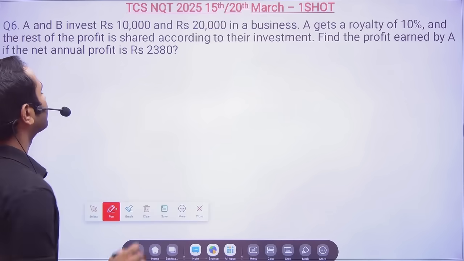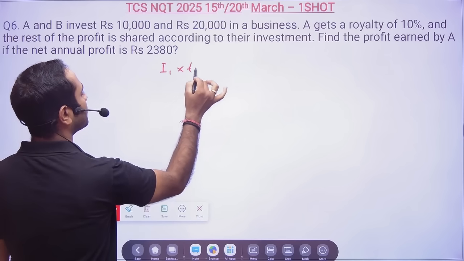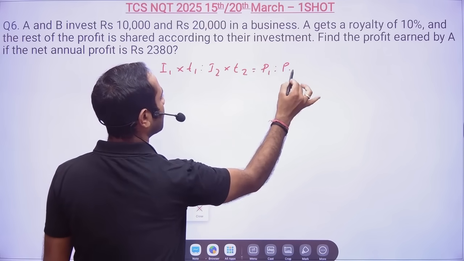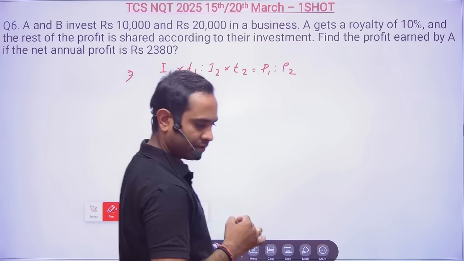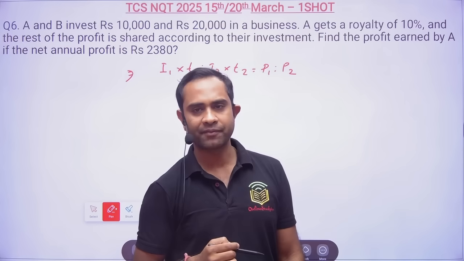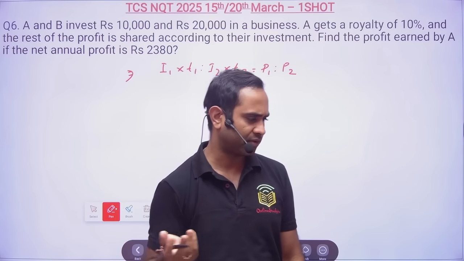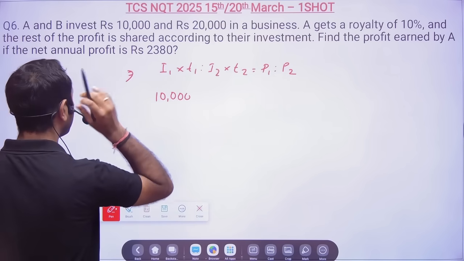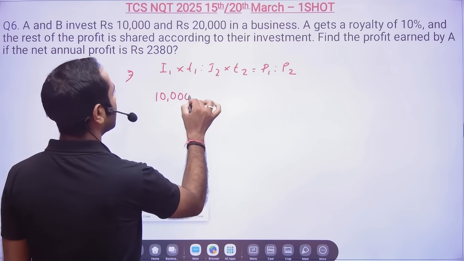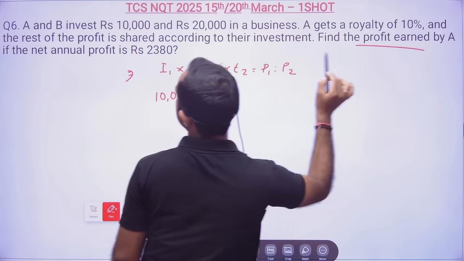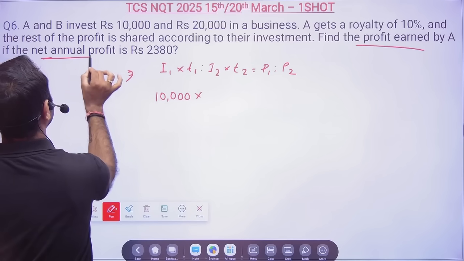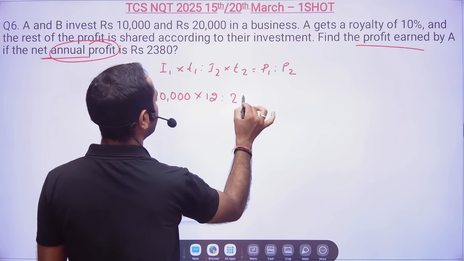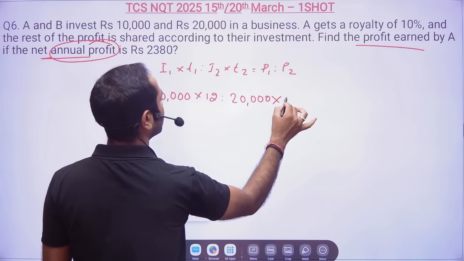Now A and B invest. So keep the investment into time ratio concept in mind, because this is not a tough problem, and in every shift a question is asked from investment and time ratio, investment profit ratio. Okay, here A invests 10,000 rupees, and what is the time? They are telling us to find the profit earned by A in the net annual profit. Net annual profit means 12 months. Investment by B is 20,000 and time is also 12.